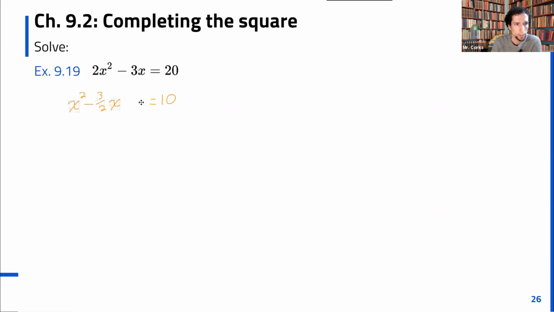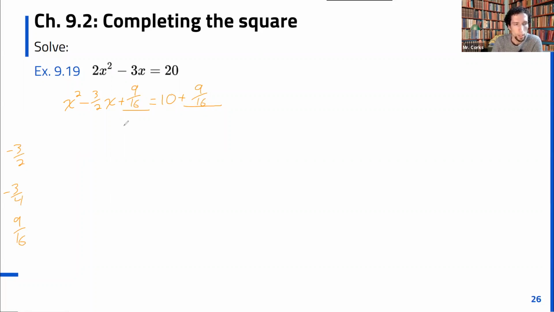So let's do that. What would our term be? What are we adding here? 9 over 16. 3 over 2 divided by 2 is 3 over 4. Square that gives us 9 over 16. Sorry, that's negative and that's negative, but then they become positive. So 9 over 16, and 10 plus 9 over 16.